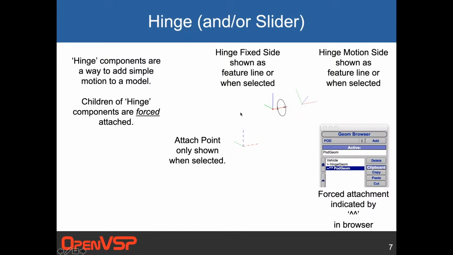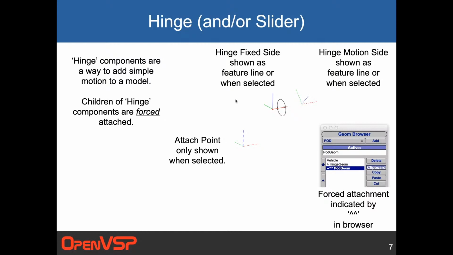When you're thinking about a hinge, you need to think about a fixed side of the hinge and a motion side of a hinge. And I like to think about this in terms of the hinge on the door of your house. One side of the hinge is screwed into your house, the door frame, and that is the fixed side. And of course, the other side of the hinge, the one attached to the door, is the side that actually moves. So that's the motion side of the hinge.